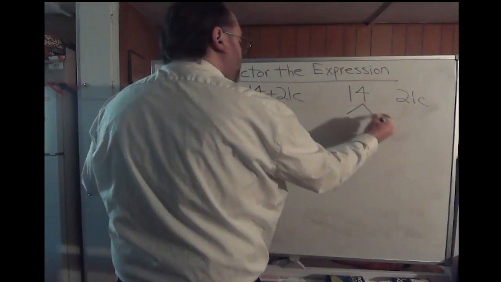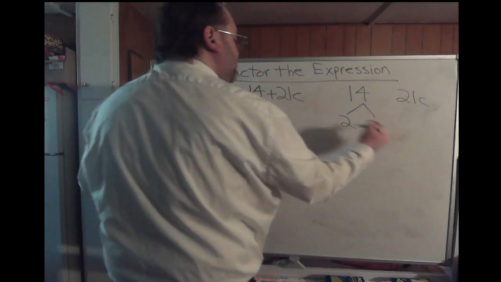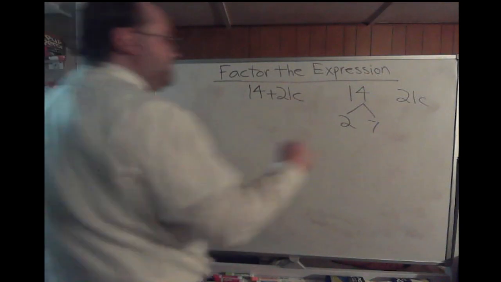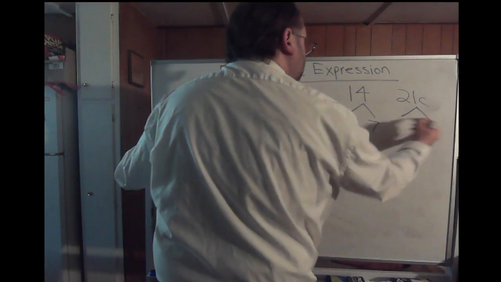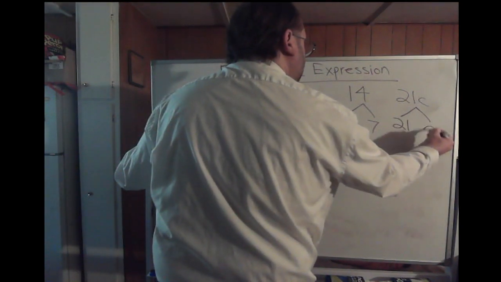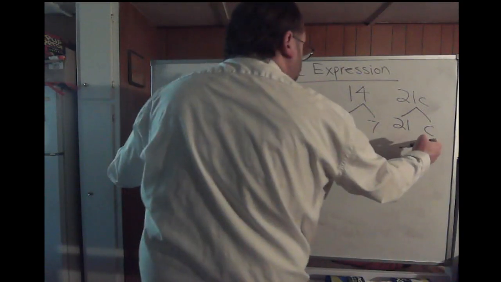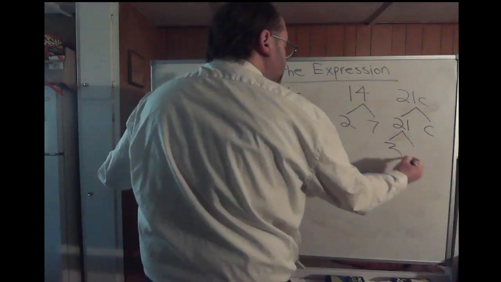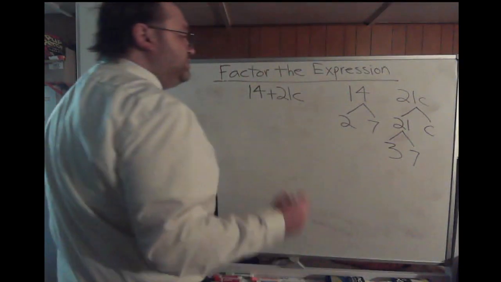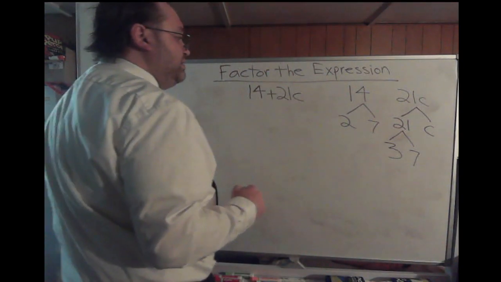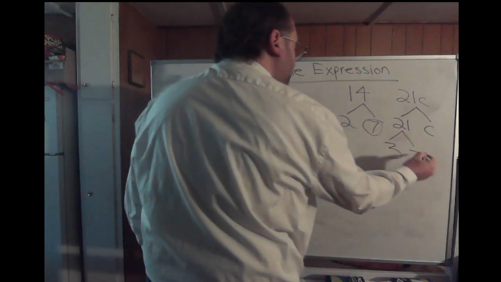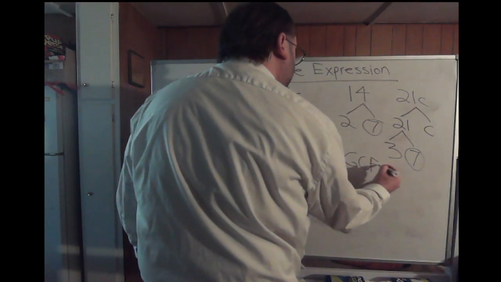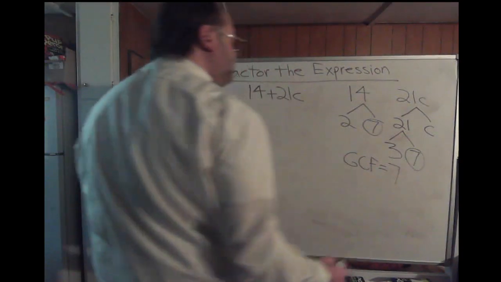So factoring 14, you get 2 and 7. You can't factor it any further. You've already factored 14 as far as you can. Now 21c, that'd be 21 and c. You can't factor c any further, but you could sure factor 21 further. That would just be 3 and 7. Now what do both terms have in common? The only thing they seem to have in common is a 7. So the greatest common factor of each of these terms is 7.